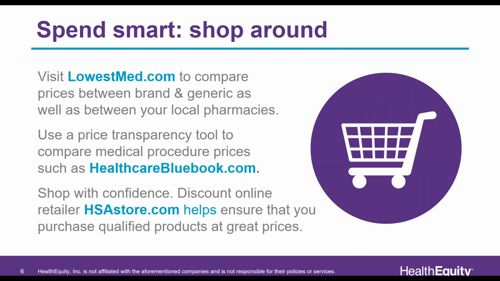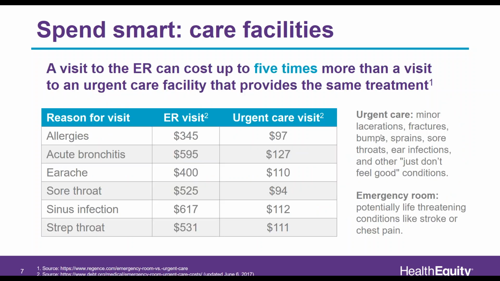Next, we also have a price transparency tool that you can use to compare medical procedure prices. A lot of times your health plan provider will have one for you, or you can visit healthcarebluebook.com. Now, you also want to shop with confidence. You want to use your HSA dollars on qualified medical expenses. Now, we also have a discount online retailer called hsastore.com that helps ensure that you are purchasing those qualified medical expenses, but you're also getting really great prices on those items.